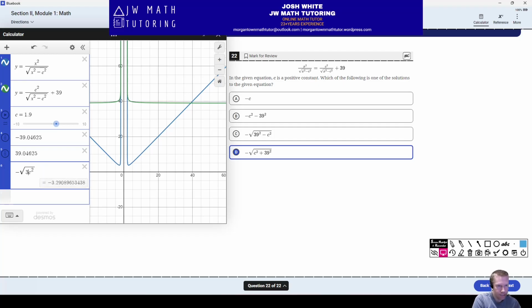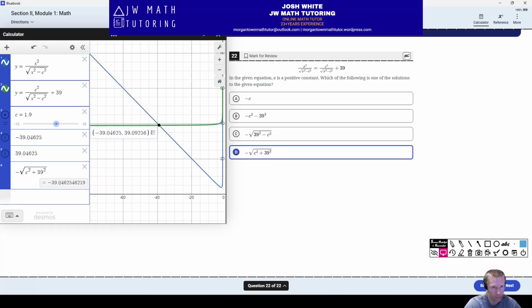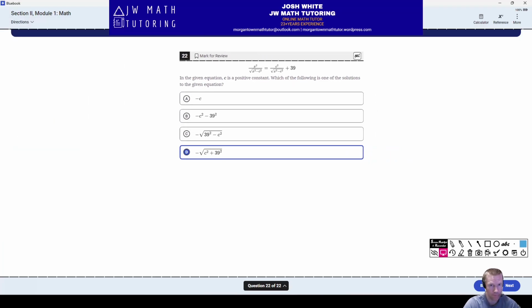And then in D, okay, notice here I have the exact same number, negative 39.04625. It matches this intersection point right here. So the correct answer for this one is going to be letter D. Again, this is how you could use Desmos to solve the problem.